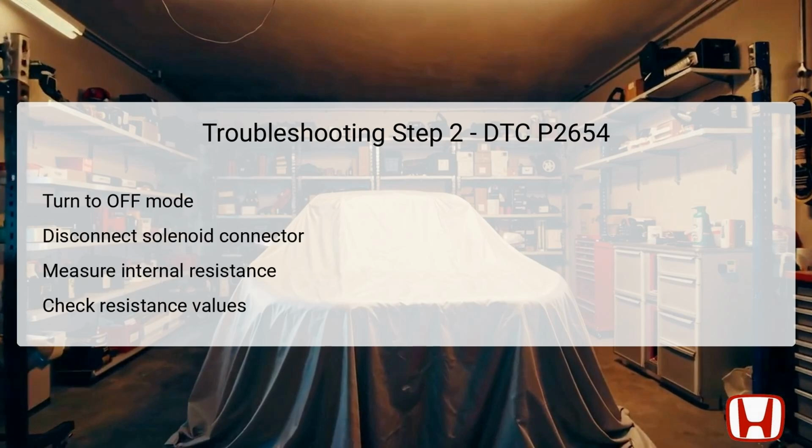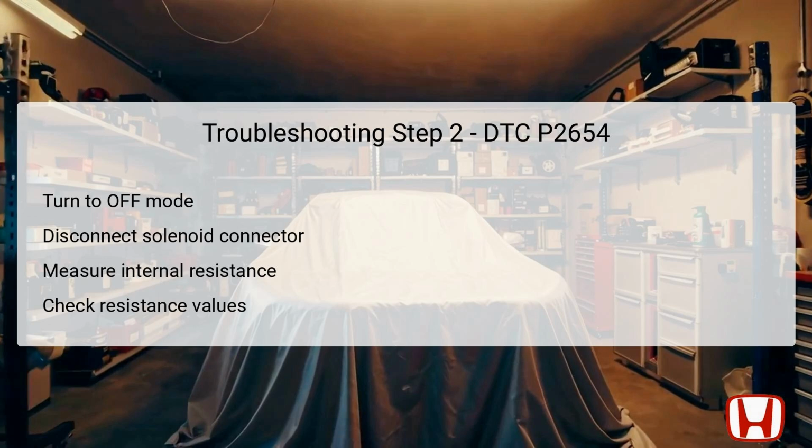The second troubleshooting step focuses on checking the internal resistance of rocker arm oil control solenoid B. First, ensure the vehicle is turned off by placing it in lock mode. Once the vehicle is off, disconnect the 2-pin connector from the solenoid. This disconnection is crucial for safety and accurate measurement.